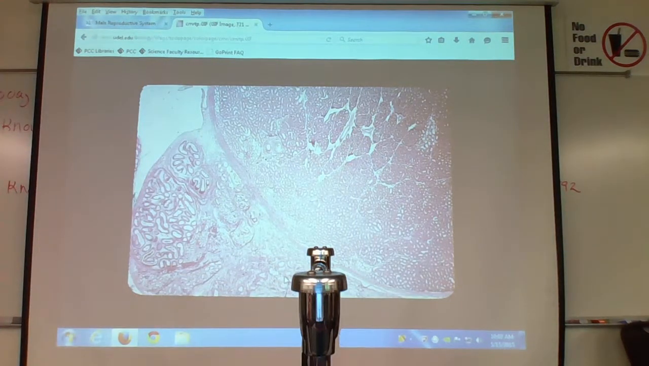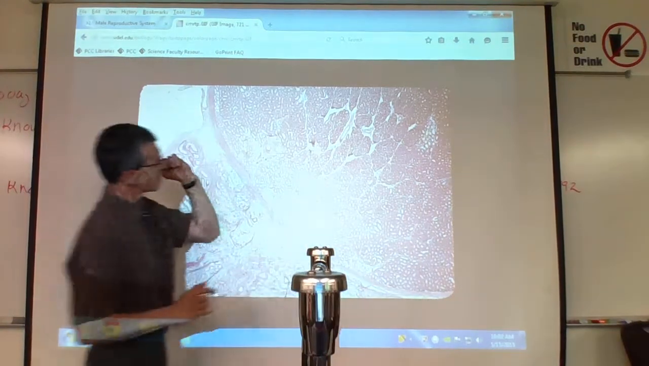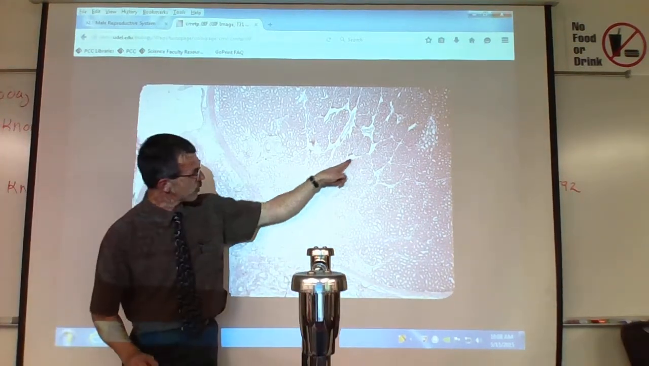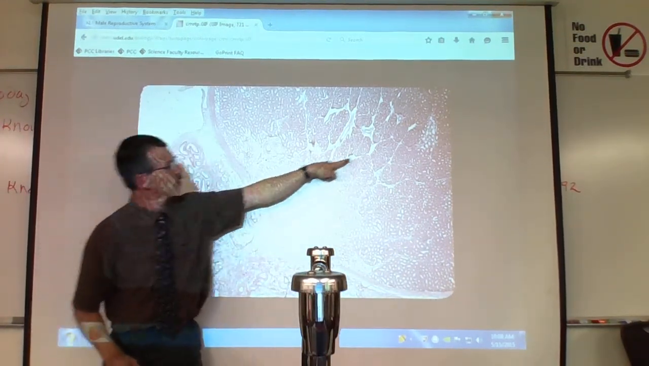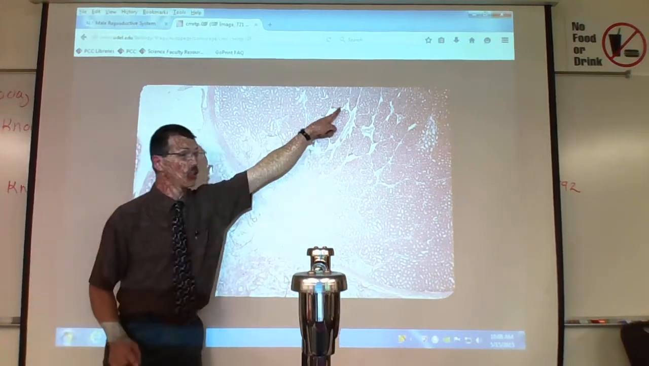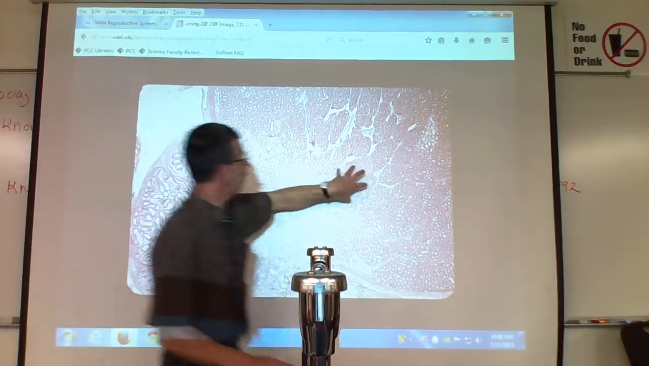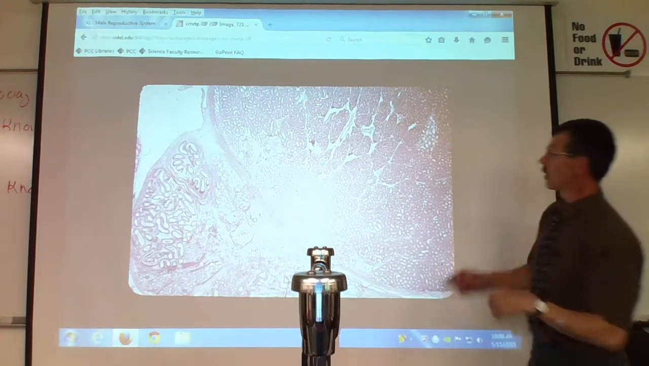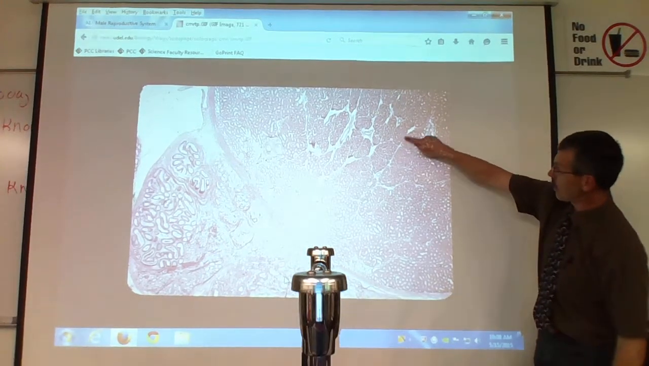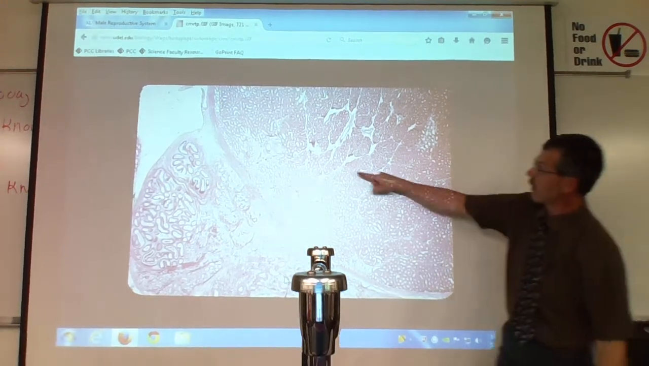All right, so this is a big view of a testis. You'll notice that the little seminiferous tubules are sorted into these little rooms, little cavities, little lobes. How would you say each little group? Those are lobules. If you notice, there's a little white line between the lobules.